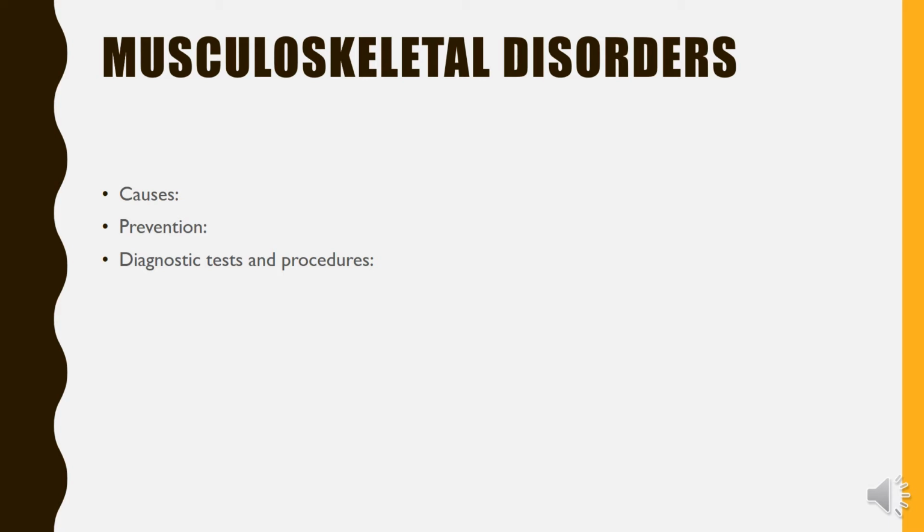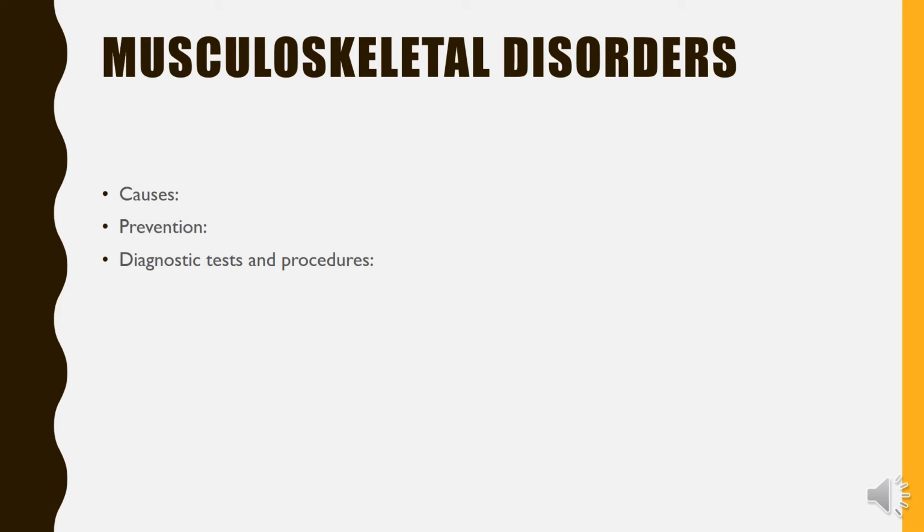Creatine kinase. There are two different normal values. One is for males and the other for females. This may be elevated when muscle damage occurs. Uric acid, the normal ranges for those are different from male to female. This is elevated when gout is present.